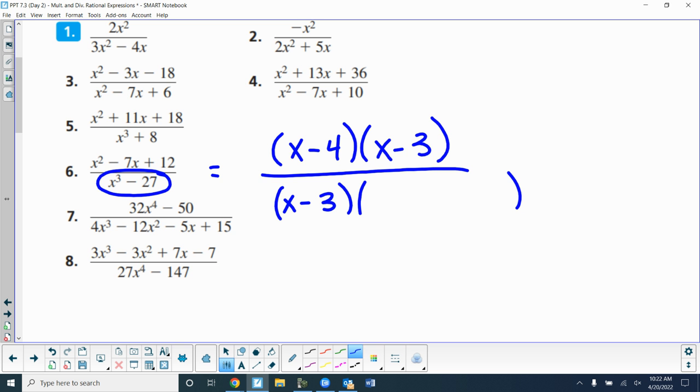The trinomial part is taking this first term of the binomial and squaring it. So x times x is x squared. Since that's a minus, the middle term is always the opposite of that. So that's a plus, and you just multiply those. X times 3 is 3x. And then the third term is always addition, and then you square the second term. So 3 squared is 9. Okay? So the x minus 3's would cancel. So you get x minus 4 over that.